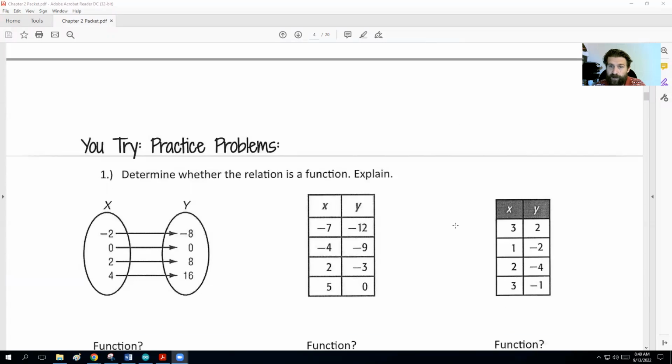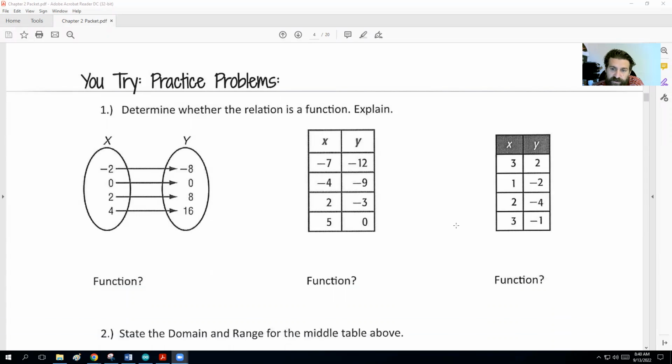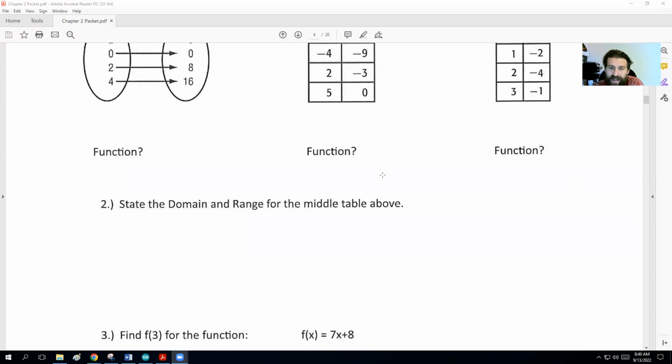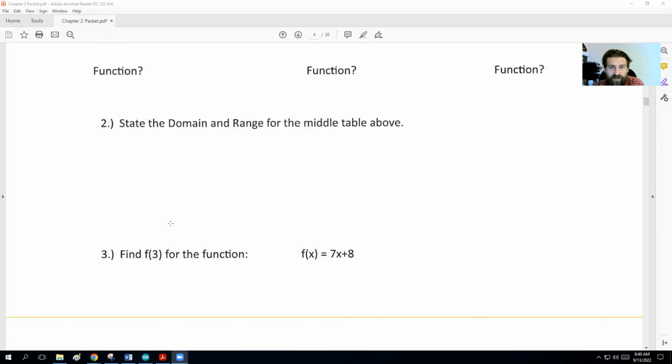Okay, so this is going to wrap up our notes here. So you have your practice problems. Remember, these are the CYU problems that you guys will do online. So just first determine whether these are functions. So look to see if the x is repeated, and then name the domain and range. And then one problem here, just making sure you can evaluate a function or use function notation.